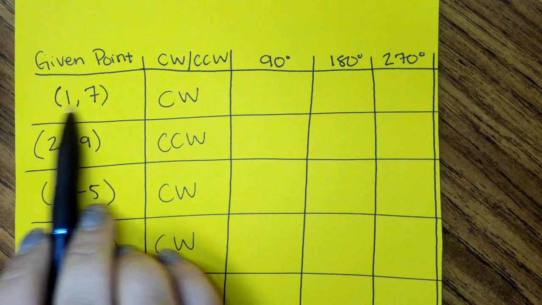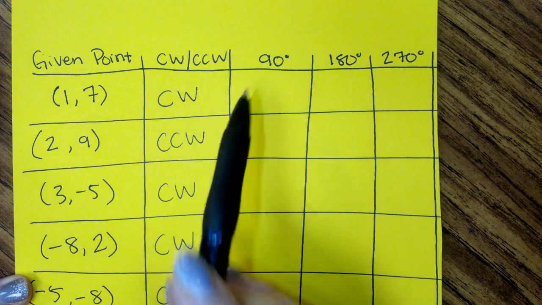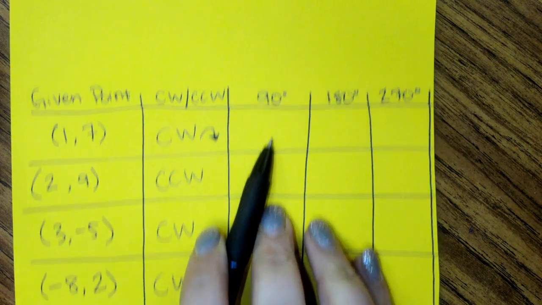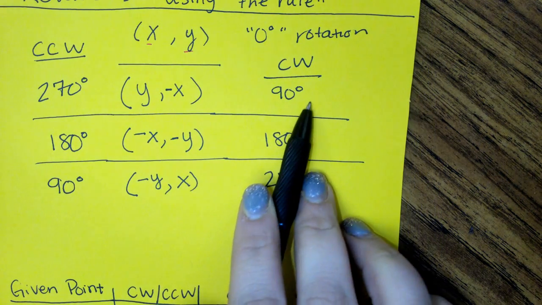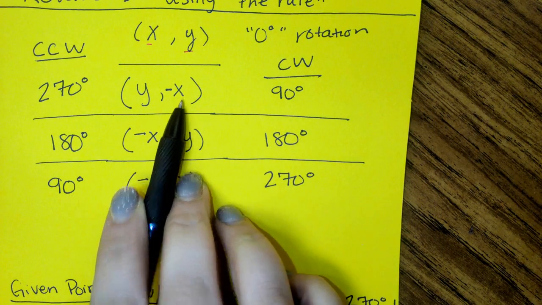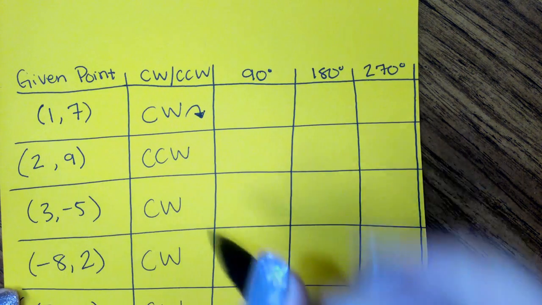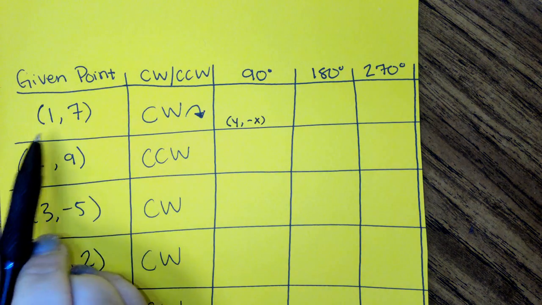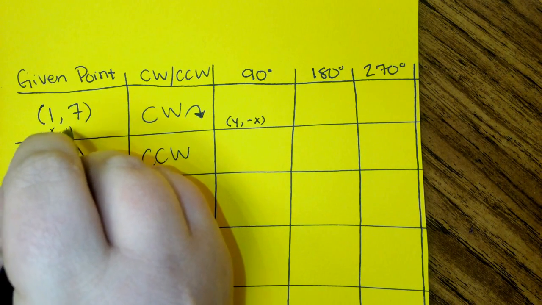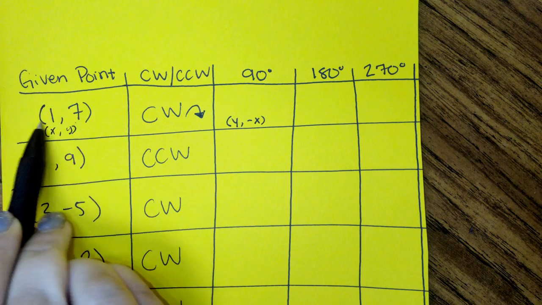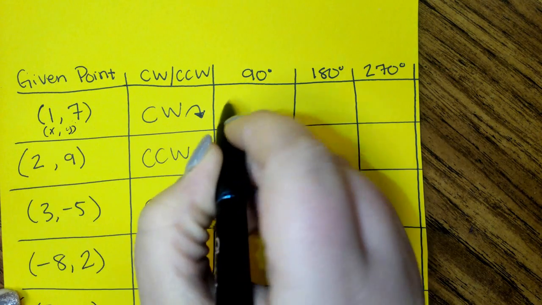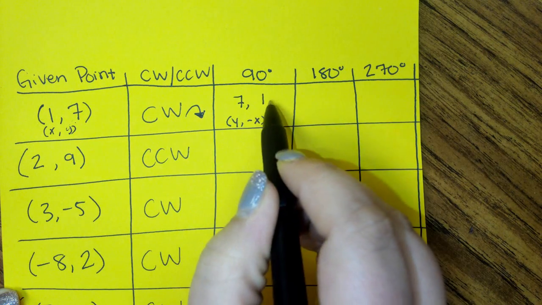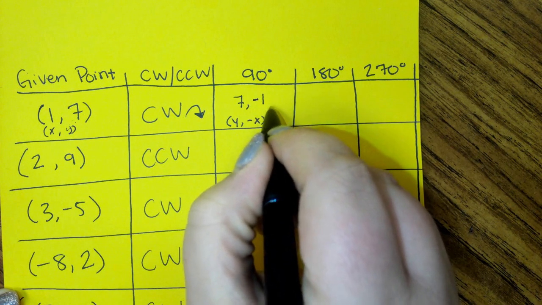Here I've got the point (1, 7), and I want it to go clockwise, or to the right. To the right, clockwise 90 degrees says y, opposite x. This is currently x comma y, so we switch the order of the coordinates. So instead of 1, 7, we have 7, 1. And we make whatever is in the second spot opposite.